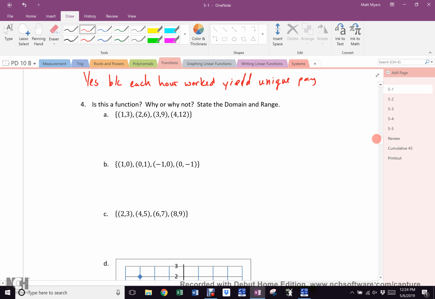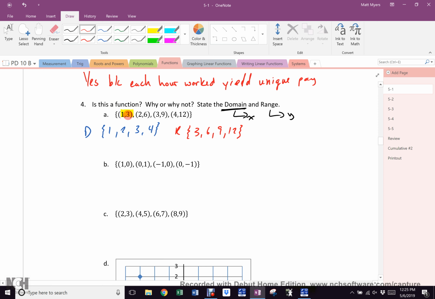Now, let's look at 4A. What form is that written in? X and Y. Now, I haven't told you what these are, so if I haven't told you what they are, which is the independent variable? X, which is also our input. So, our domains are what? X values. What are our ranges? Y values. So, my domain is what? 1, then what? 2, then what? Then what? And what is my range? 3, 6, 9, 12.